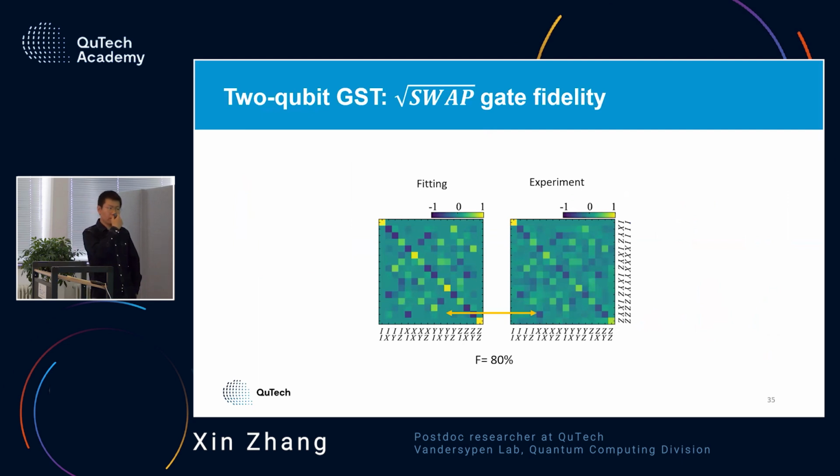And then in the same way, we also get the 2-qubit gate fidelity using the GST. So the right one is the process matrix of the square root of swap. And the left one is our theoretical model, and we can fit it using our theoretical model, and we can get a fidelity of around 80%.